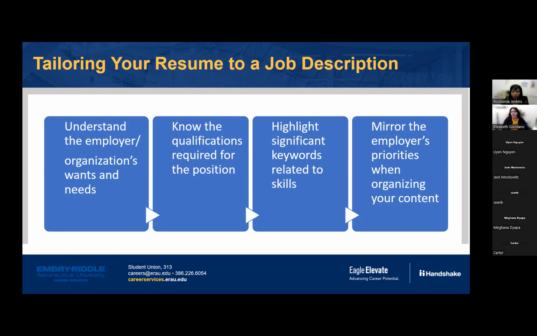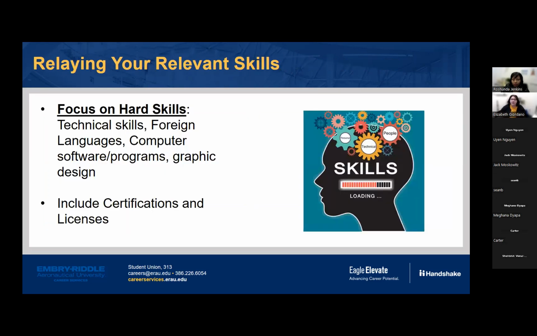And then mirroring the company's priorities when you're organizing your content. If the first thing on their list is the skills, the Tableau and SQL and all those other ones, then you should definitely include that, right? And so that's something that you can think about when you're, again, looking at the job description. And another thing you want to think about too is what are your relevant skills as well. So relaying those skills for the job.